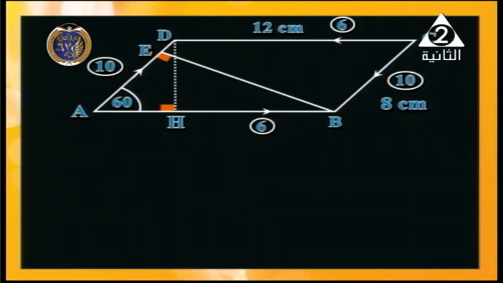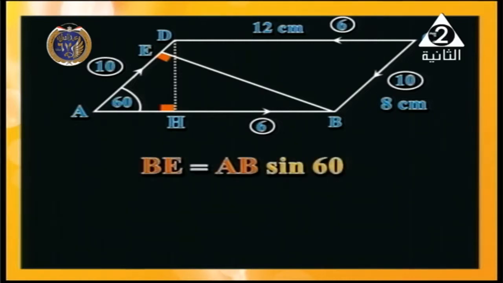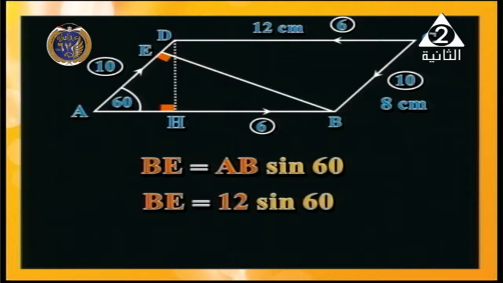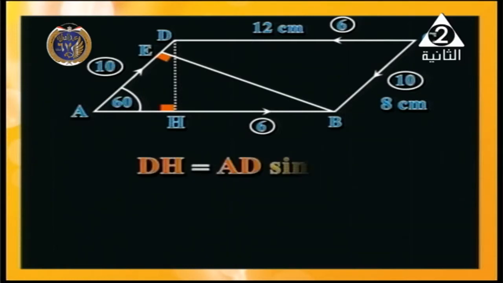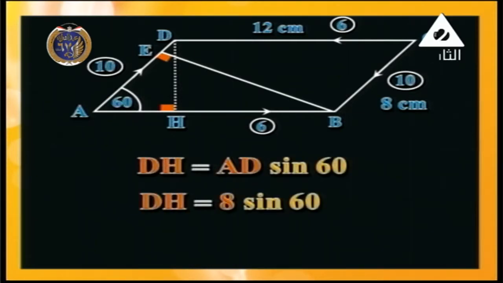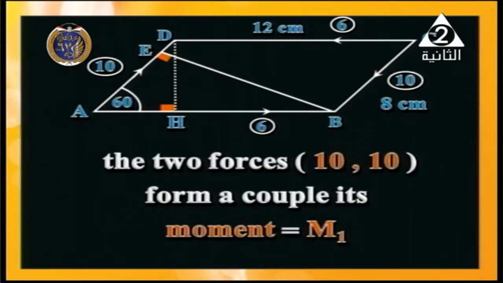Also, what is the perpendicular arm between the two forces 10 and 10? BE. What is the value of BE? It equals AB sin 60, AB equals 12. Therefore, my dear student, the value of BE equals 12 sin 60, which is 6 root 3 centimeters. Also DH equals AD sin 60 equals 8 sin 60 equals 4 root 3. The two forces 10 and 10 form a couple.